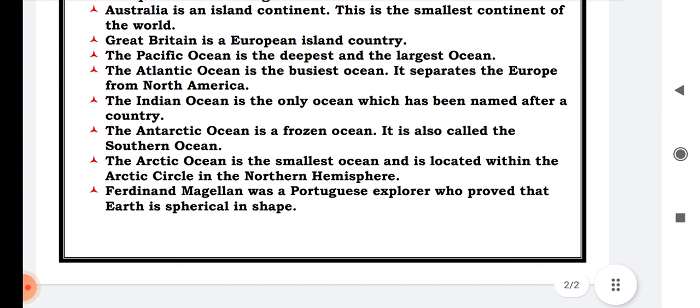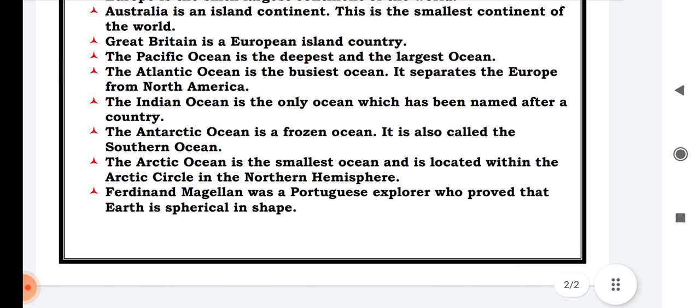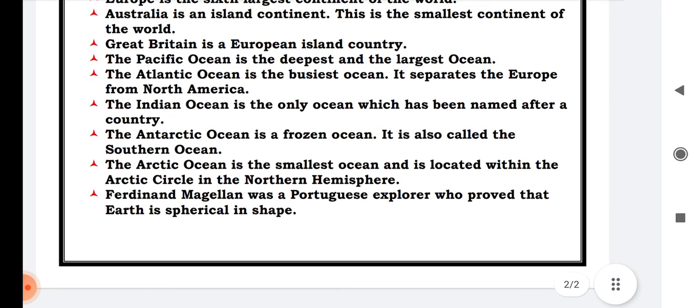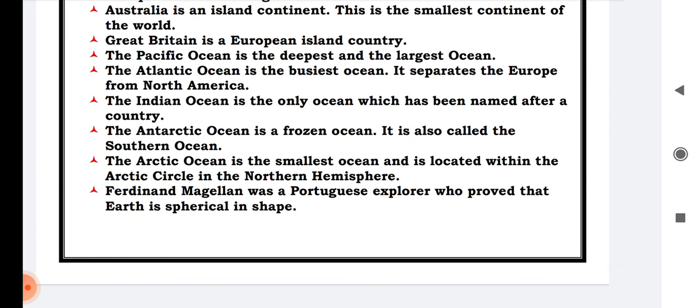The Indian Ocean is the only ocean which has a name after a country. That is India. The Antarctic Ocean is a frozen continent. It is also called the Southern Ocean. The Arctic Ocean is the smallest ocean and is located within the Arctic Circle in the northern hemisphere.